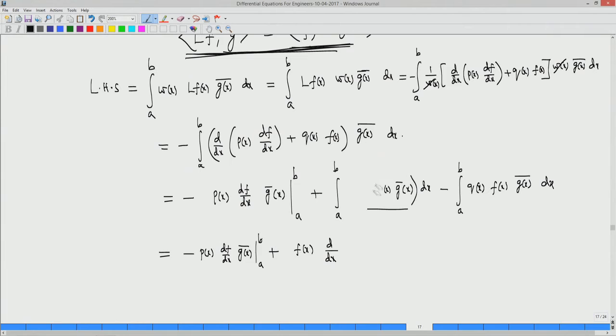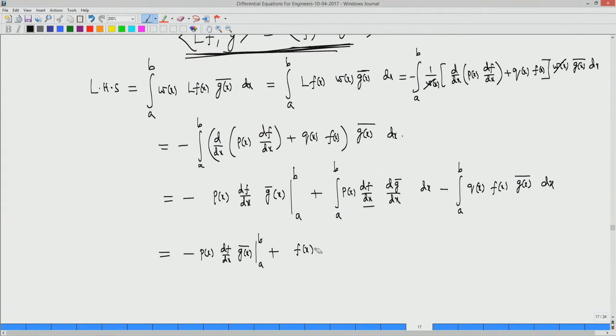So, the actual thing is, if you do the integration by parts, you have p(x) df/dx, and you have to differentiate this g bar. So that will be dg bar/dx, the g bar derivative. That is what is missing. So, this is what you have. Now you think of this as one function, and the other function is p(x) into dg bar/dx.